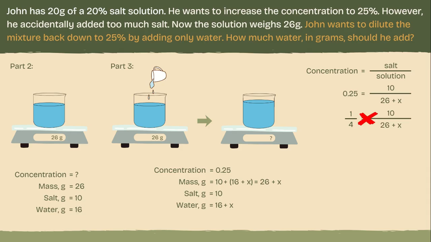By cross multiplication, we get 26 plus x equals 4 times 10, or 26 plus x equals 40. Subtracting 26 from both sides, we get x equals 14. Therefore, John must add 14 grams of water to dilute the solution back down to 25%.